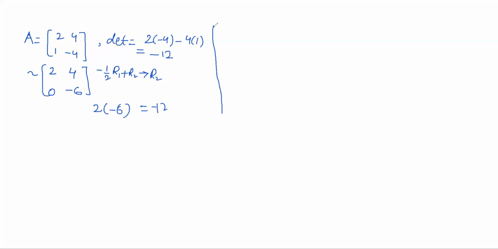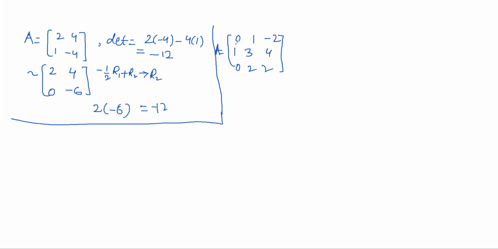Okay. For a 2 by 2 matrix it is simple, but this rule can be very useful for 3 by 3 matrices, or even 4 by 4 or higher order matrices for hand calculation. So take 0, 1, minus 2, and 1, 3, 4, and 0, 2, 2. Okay, so this is the 3 by 3 matrix.